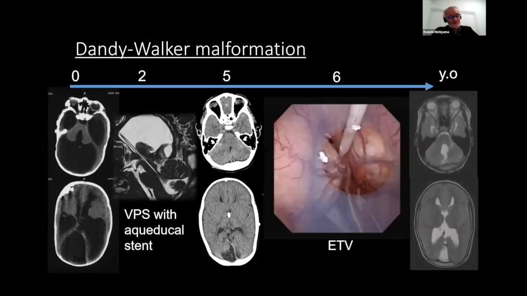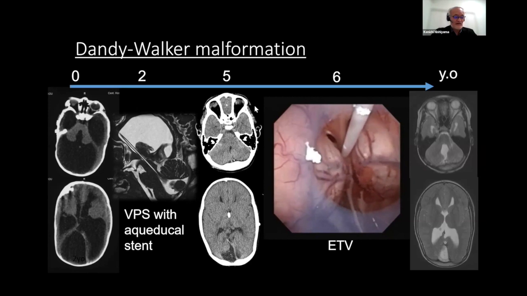This is a successfully treated Dandy-Walker case. He had a CP shunt inserted immediately after birth in another hospital, but I changed it to a VP shunt with an aqueductal stent when he was 2 years old. Then I waited for the thickening of the brain mantle. When he grew up to 6 years, shunt obstruction happened. Then ETV with shunt removal was done.